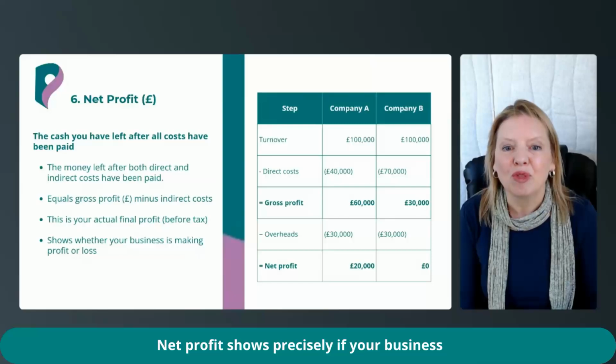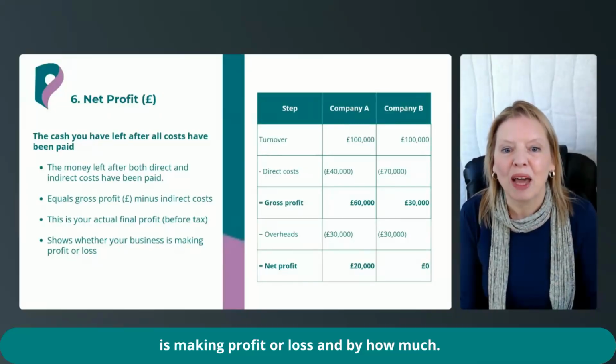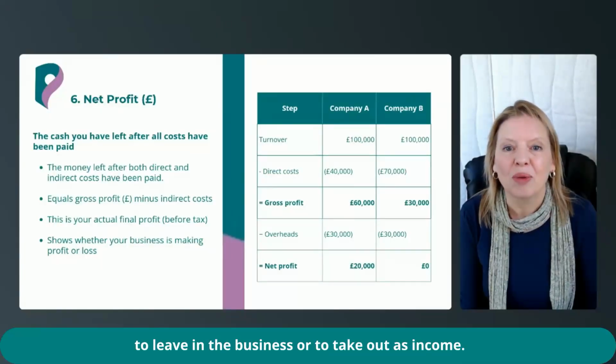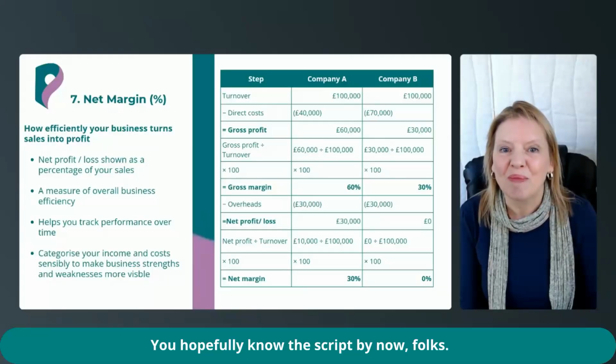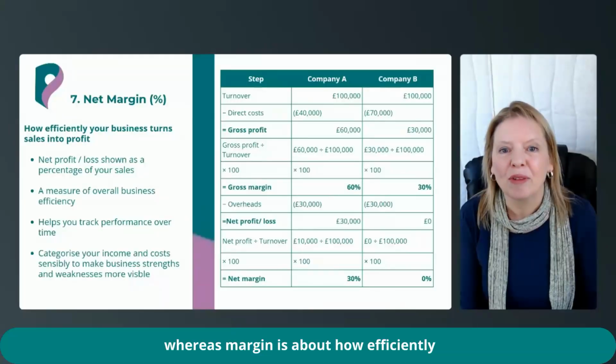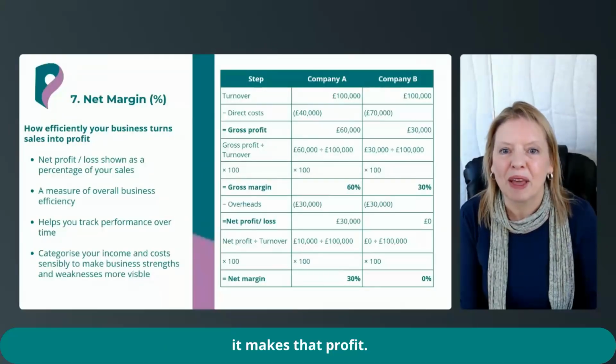Net profit shows precisely if your business is making profit or loss and by how much. And again, it tells you how much is available to leave in the business or to take out as income. You hopefully know the script by now, folks. Profit is all about how much cash the business makes, whereas margin is about how efficiently it makes that profit.